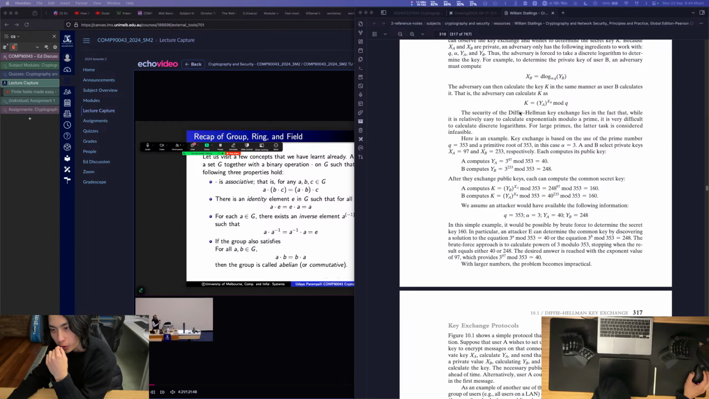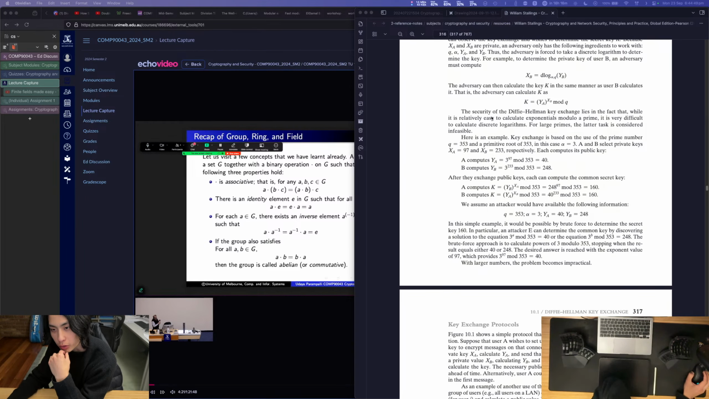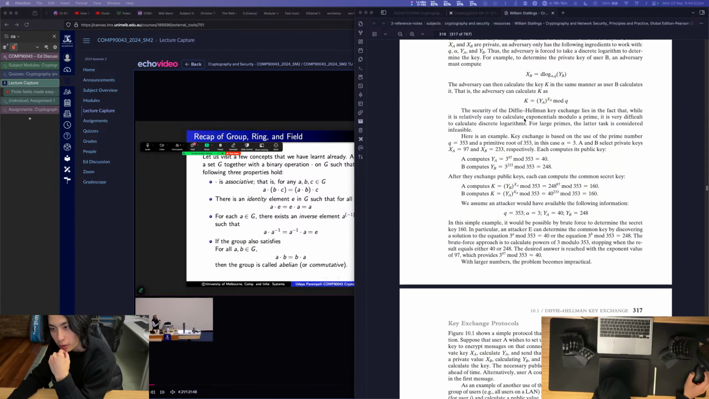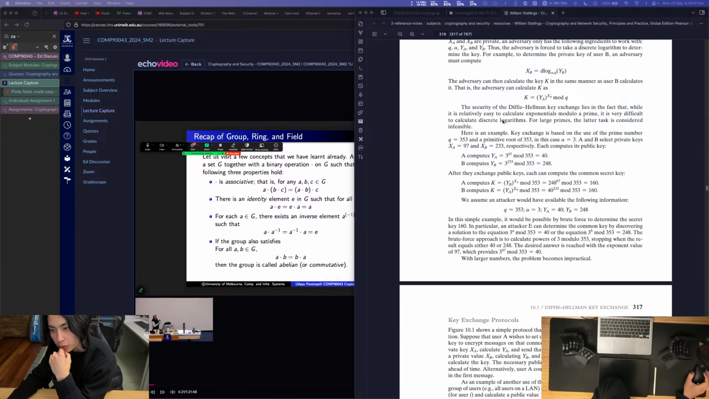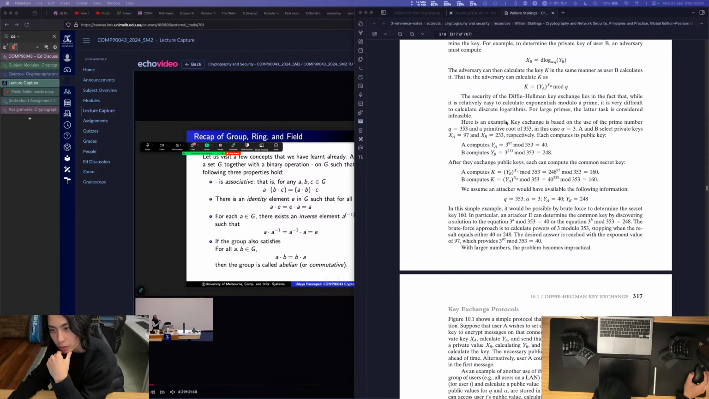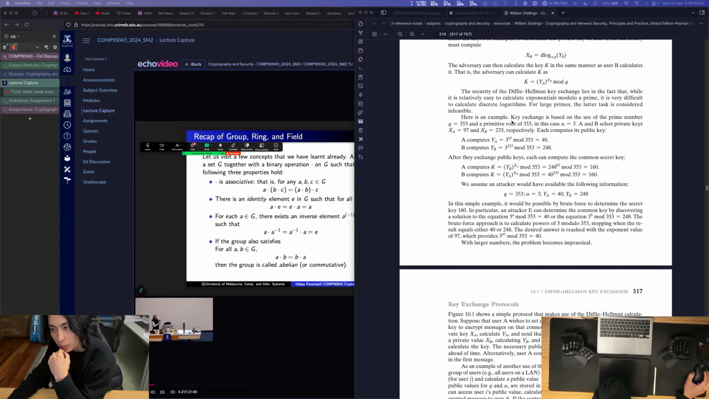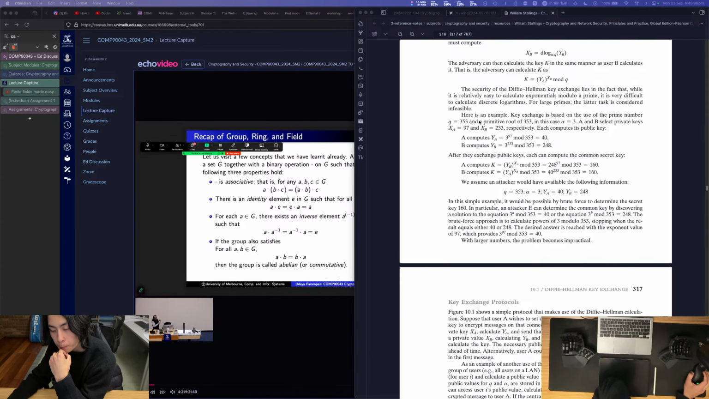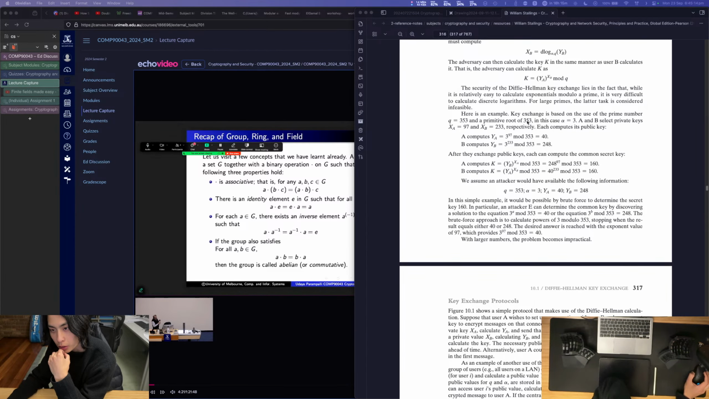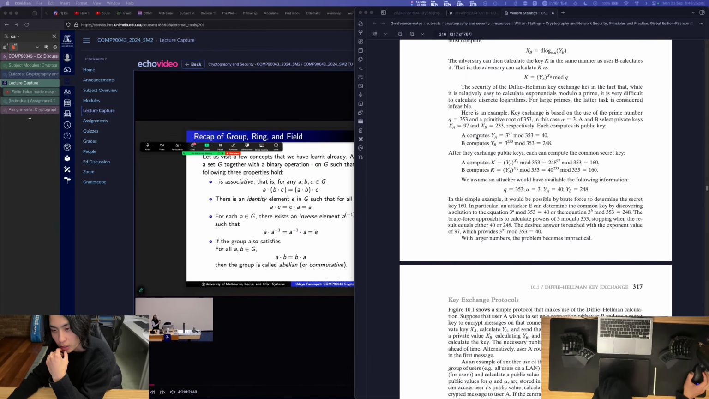The security of the Diffie-Hellman key exchange lies in the fact that while it is relatively easy to calculate exponential modulo a prime, it is very difficult to calculate discrete logarithms. For large primes, the latter task is considered infeasible. Here is an example. Key exchange is based on the use of the prime number q, which is equal to 353, and a primitive root of 353. In this case, alpha is equal to 3, and A and B select private keys respectively. Each computes a public key.